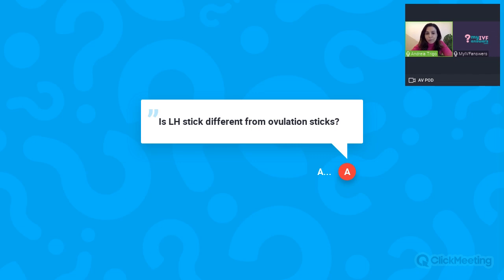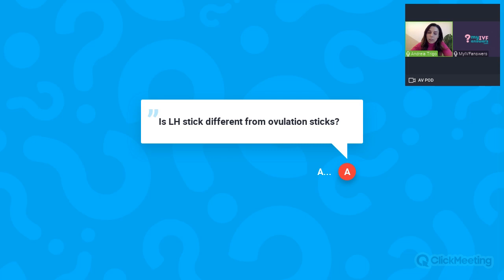And there was actually a follow up on that from another patient. Is an LH stick different from ovulation sticks? Yeah, that is a great question, and we could potentially do a webinar on this topic, Caroline. It's important because ovulation sticks will give you a smiley face or a sad face to tell you if you are ovulating, depending on whether your LH has reached a threshold of 40. The problem with that is that a lot of women have lower LH surges. So you might have an LH surge that ends up not being detected by your ovulation stick.